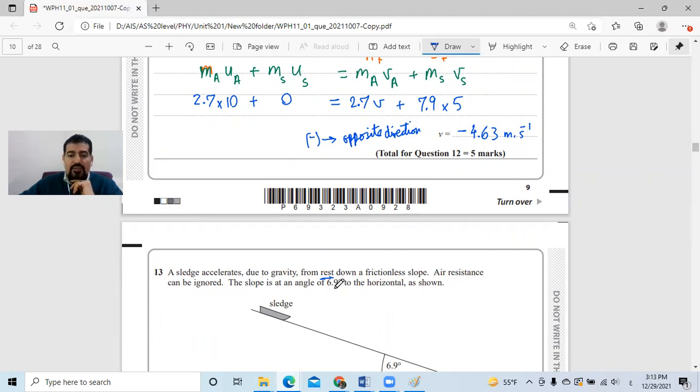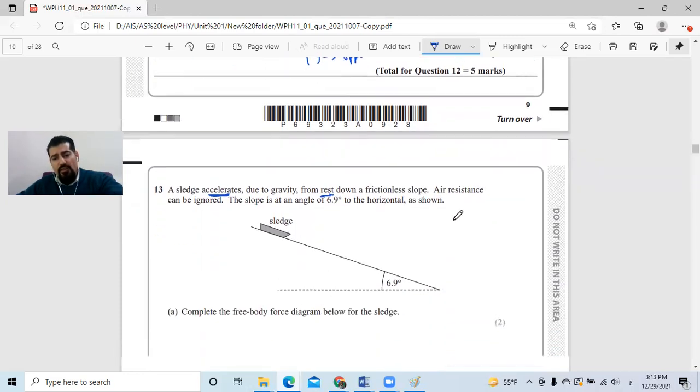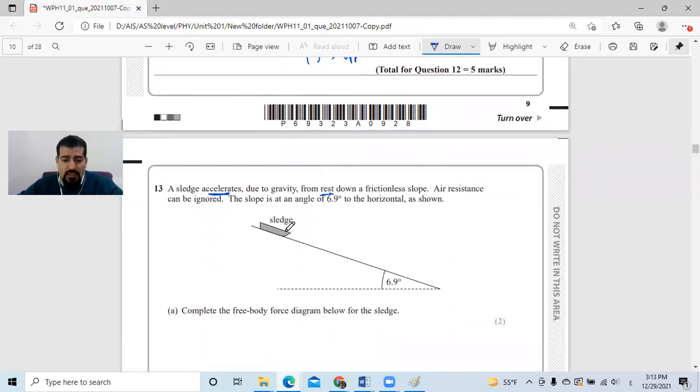The slope is at an angle of 6.9 degrees to the horizontal, and they said it accelerates. That means the force down the slope is greater than the force opposing it. That means the friction is less. Okay, complete the free body diagram, the force diagram as shown here.